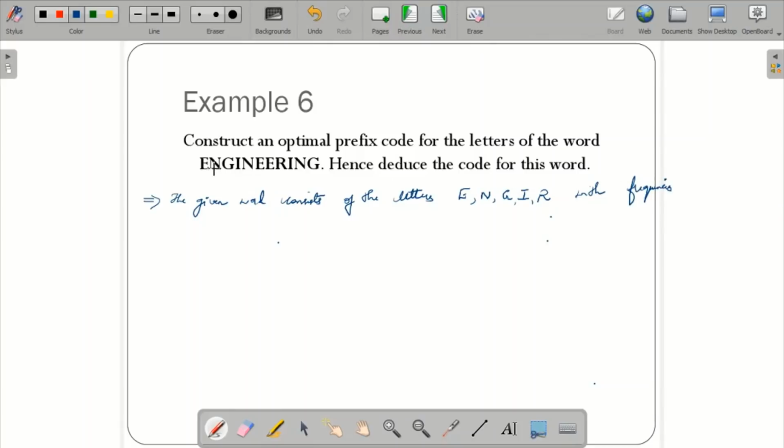E is repeated how many times? E is repeated thrice: 1, 2, 3. Check for N: N is repeated again thrice. G is repeated twice. I is repeated twice. And R is repeated once. So respectively, write these frequencies.